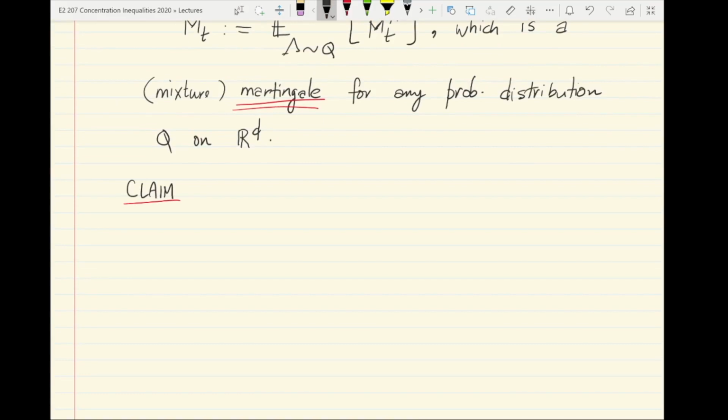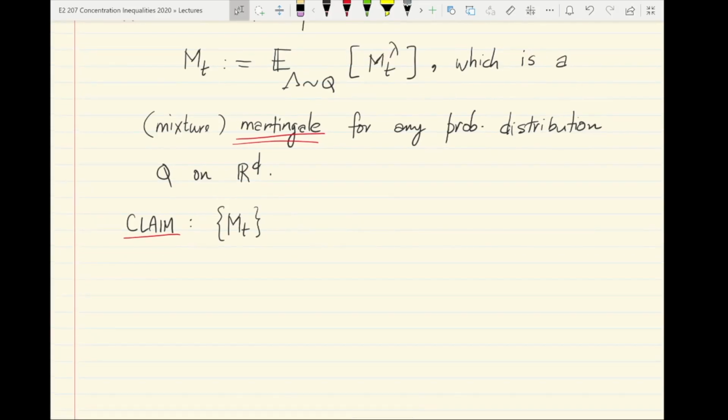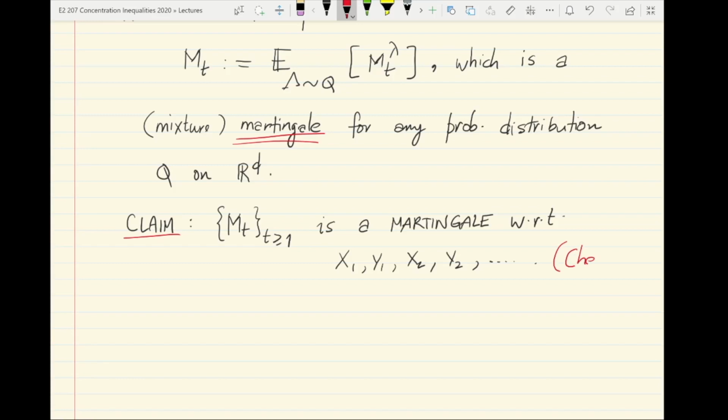So let me just put down this claim that the mixture of all these M_t^λ, where λ is independently chosen as a vector from some convenient distribution Q over R^d, forms a martingale with respect to the same filtration as we had earlier, with respect to x1, y1, x2, y2 and so on, in the same way. Okay, so this is something that you can easily check offline.